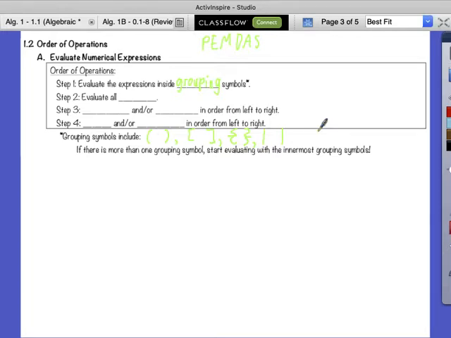So after we take care of everything inside of grouping symbols, we do the P in PEMDAS, okay? We evaluate all exponents. So the next thing we do is we take care of the exponents, okay? And I'm sorry, I need to make that blank longer. I made a note of that so that way I can do that for next year. So we take care of all exponents, okay?